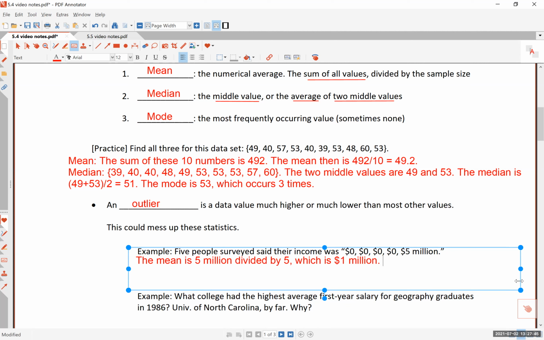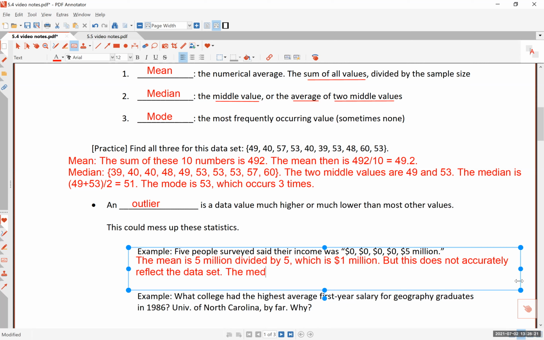Not bad. But you say, wait a minute, 4 of them did not have any money. One just happens to be a lucky person who made $5 million. Clearly, the $5 million person was an outlier, right? So the fact that you got $1 million as your statistic is not a good estimate of the real value, the real average. So this does not accurately reflect the data set.